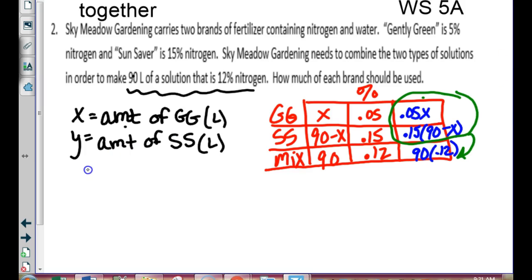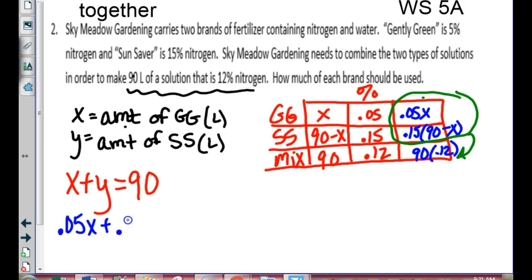Now, we could have set it up as a system since that's the section we're really in. The total of the 2 that you mix together has to be 90 liters. Does that equation make sense? Okay, which really is what this is. Because if you add these together, it's just we used only one variable in my little chart over here. Then the percent from the Gently Green was 5%. The percent of nitrogen you get from the Sun Saver was 15%. And the percent you want of the total is 12%. So these are the 2 equations for our system.